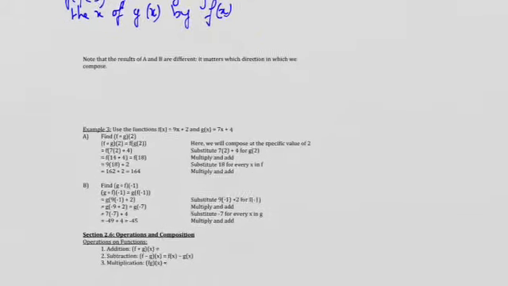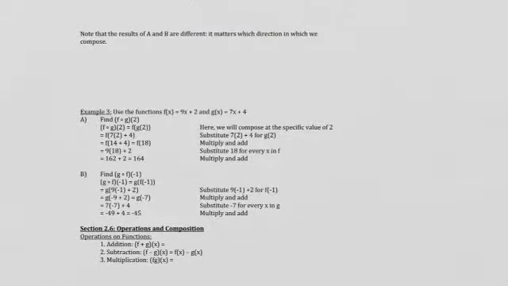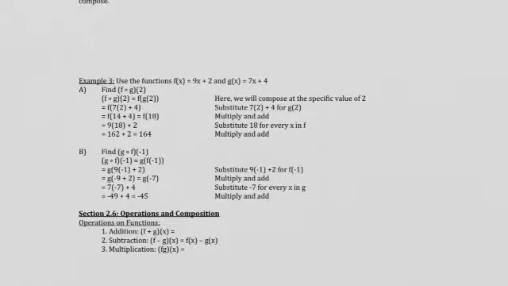Okay, so as you can see, there is the example 3 for A and B, showing you what's going on when we're asking you to find the value of f o g of 2. Let me try to show you something on the side.